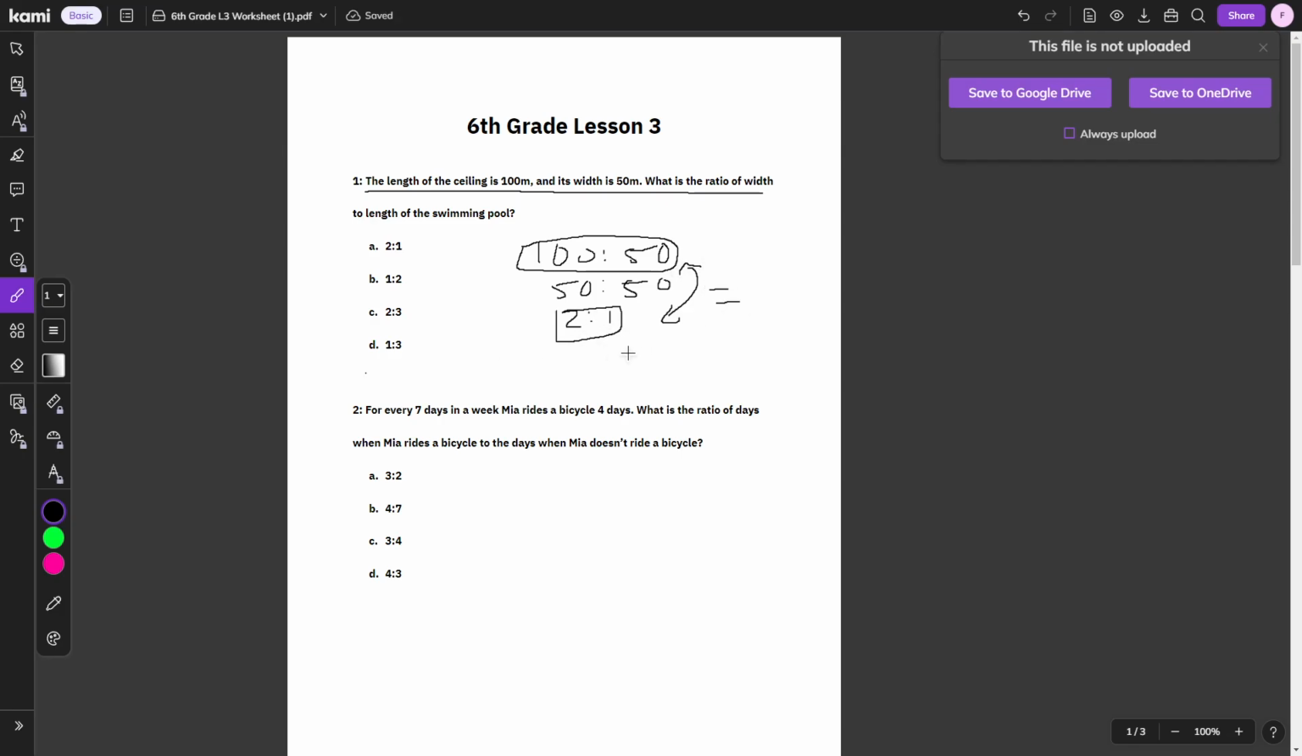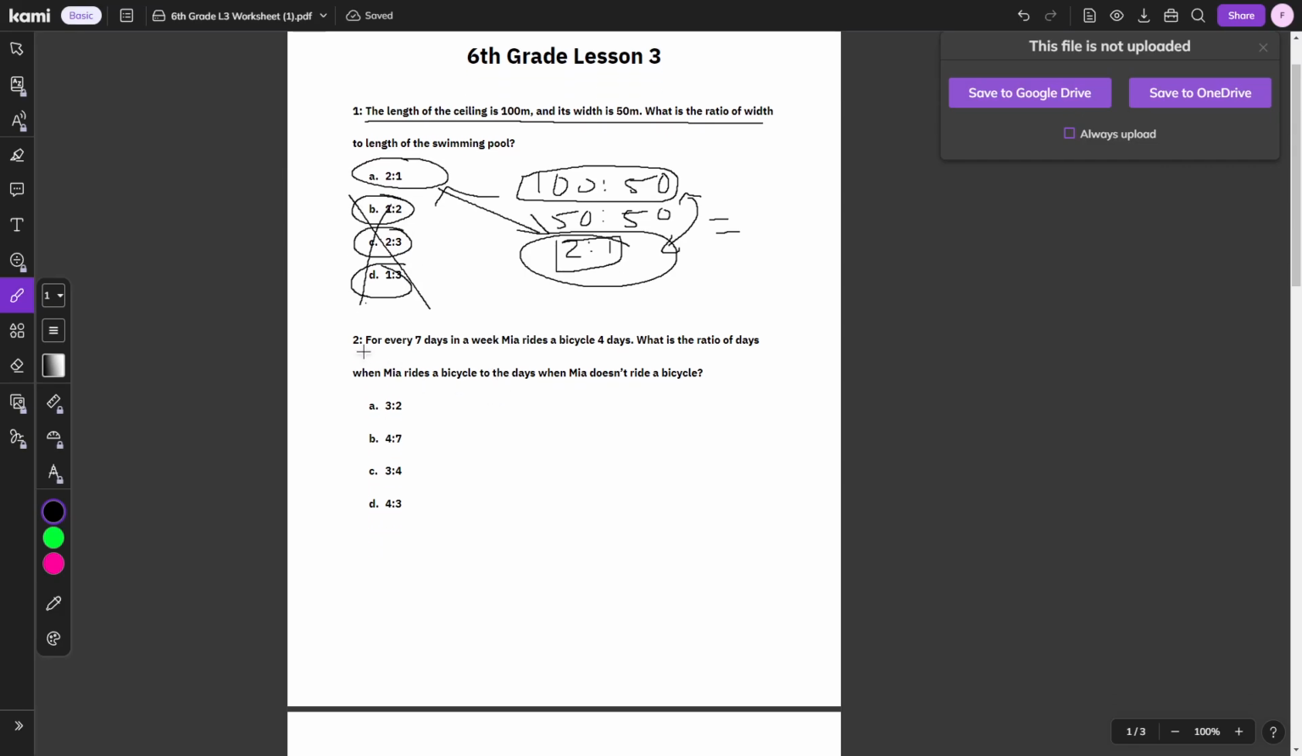Knowing that, what we can do with our base ratio here is just match it. It's the same answer. It doesn't work for any of these. These are all incorrect answers.